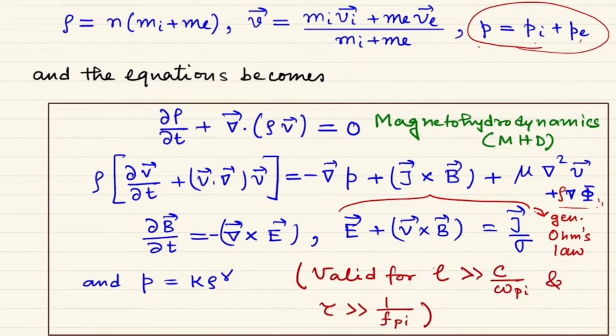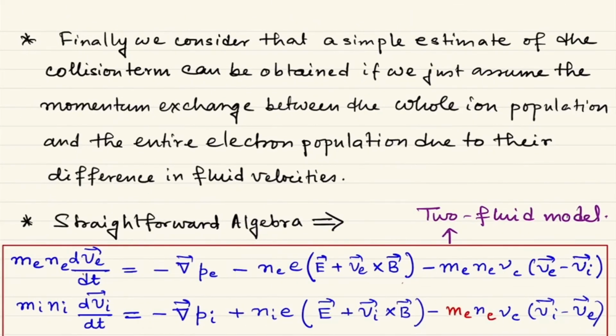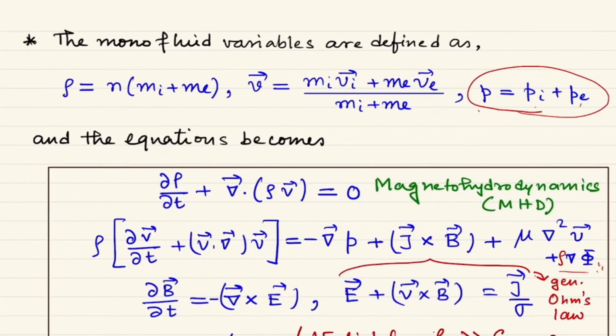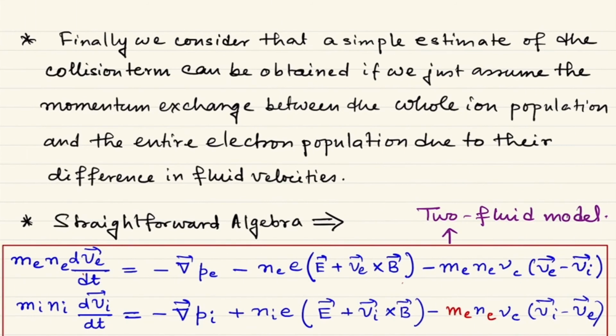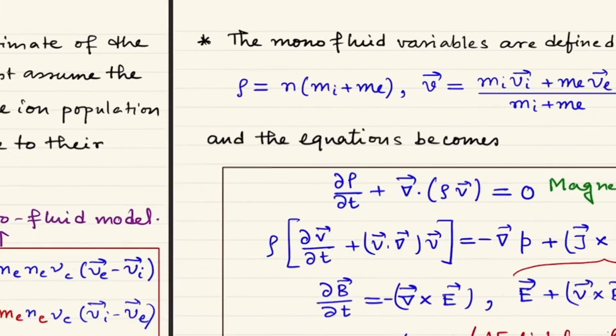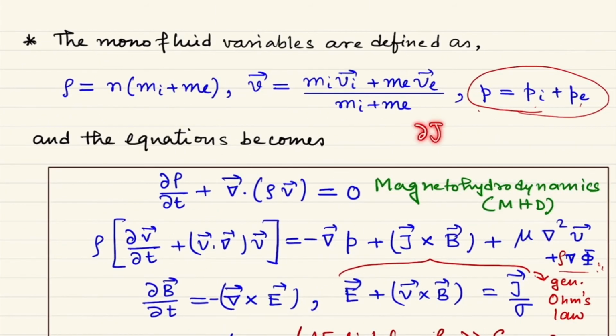And then, if you add these two equations, you will get the evolution for the bulk velocity. If you subtract these two equations, as you can easily understand, you will get an evolution equation for the current. And this is known as the generalized Ohm's law.